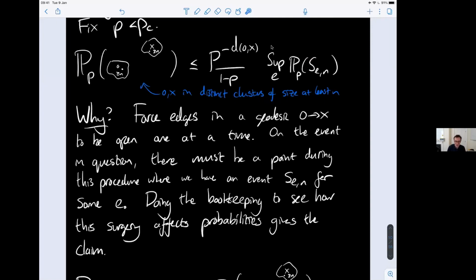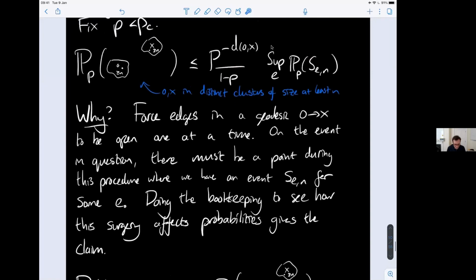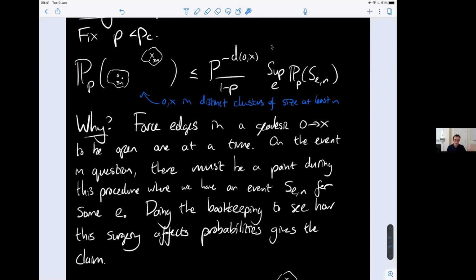And then to prove the inequality, you just have to keep track of what is the cost of doing this surgery. Basically, the worst thing that can happen is you have to force all these edges to be open, which happens with probability p to the minus the distance. You have to do a little bit of work to make this completely rigorous and precise, but that's basically the intuitive reason. I should say that there's also this issue that you're causing this event to hold at a random edge instead of a specific one, and this makes things a bit worse. It's basically where this factor 1 minus p comes from here. But it's not actually that bad in this particular setting.